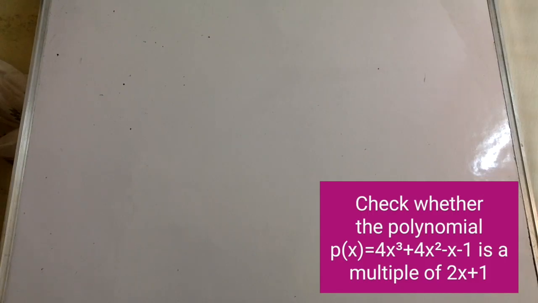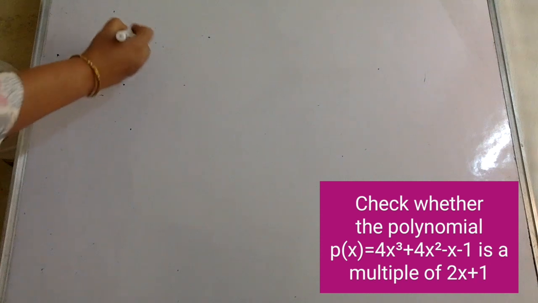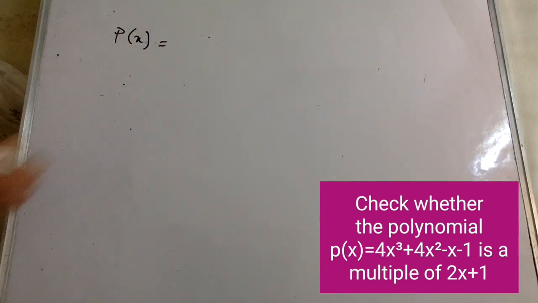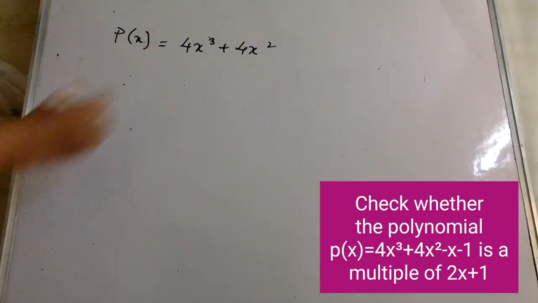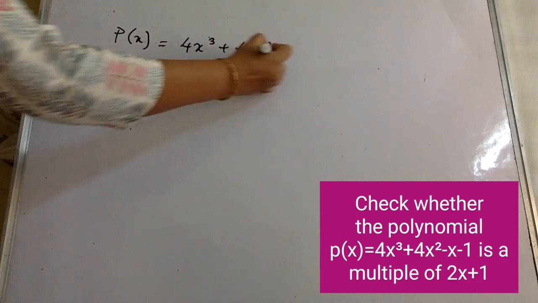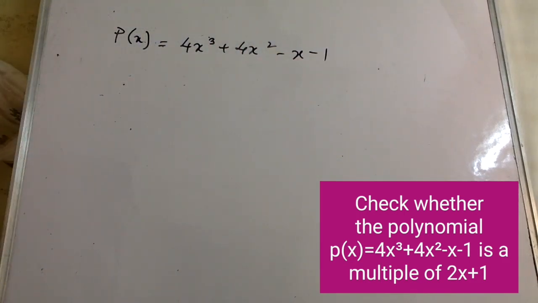Now this question you will see is slightly different. There's the way they have written it, as you can read over there. The expression is given and they are saying check whether the polynomial is a multiple of 2x plus 1. Now the polynomial is p(x) equal to 4x cube plus 4x square minus x minus 1. They are saying is this polynomial a multiple of 2x plus 1.